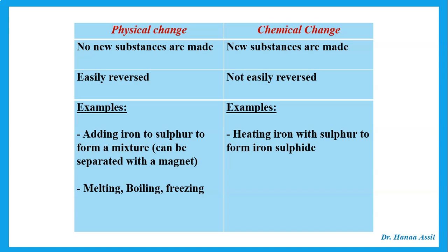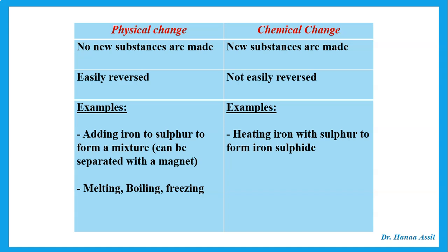What is the difference between physical change and chemical change? Remember, in a physical change, no new substances are made and it's easily reversed. So for example, if we get ice and we heat it, it melts, or water boils or freezes. All of these are called physical changes because we did not change the substance itself.